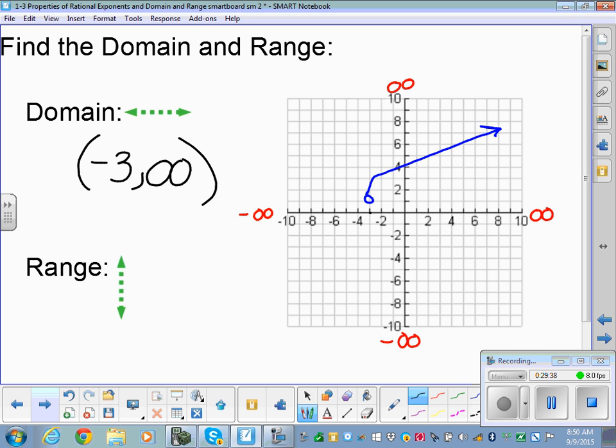Okay, so then range. Now you have to shift your eyes. I don't care where it starts from left or right. I don't care at all. I'm talking up and down. That's it. Up and down. So let's see, right here, up and down.